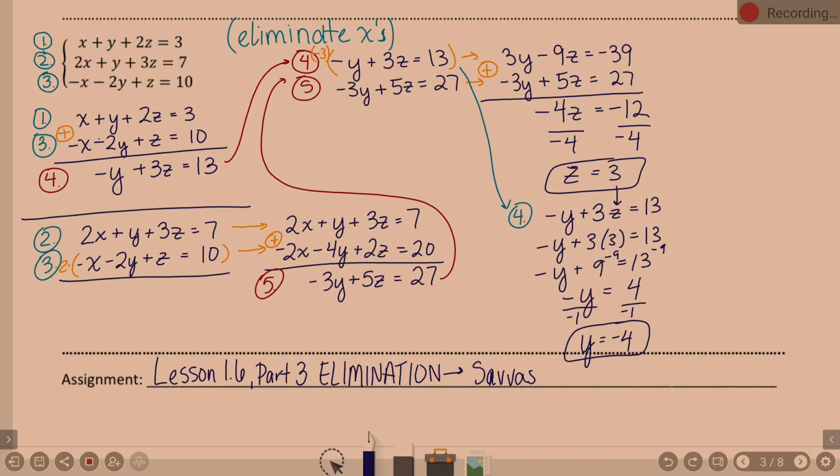Okay, almost there. Final step. We now know z and y. What do we do to finish this off? We put both into the first thing. Okay, now we get to go back to 1, 2, or 3. Now that we know 2 of the 3. What are you guys using? 1.